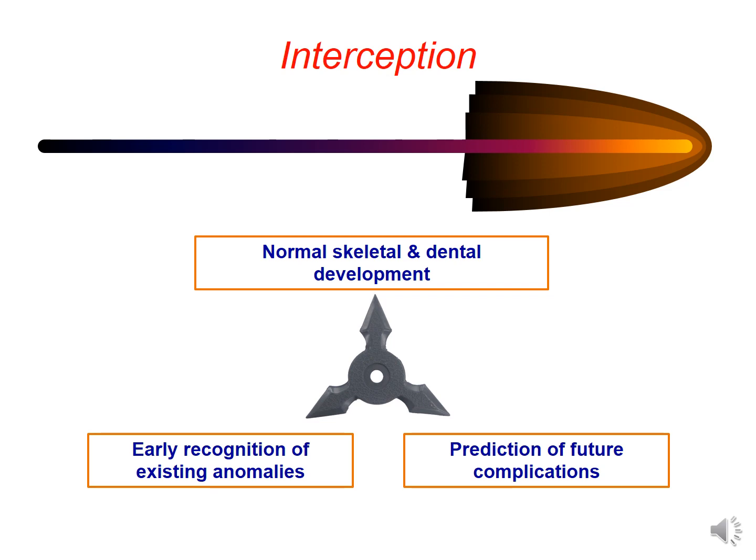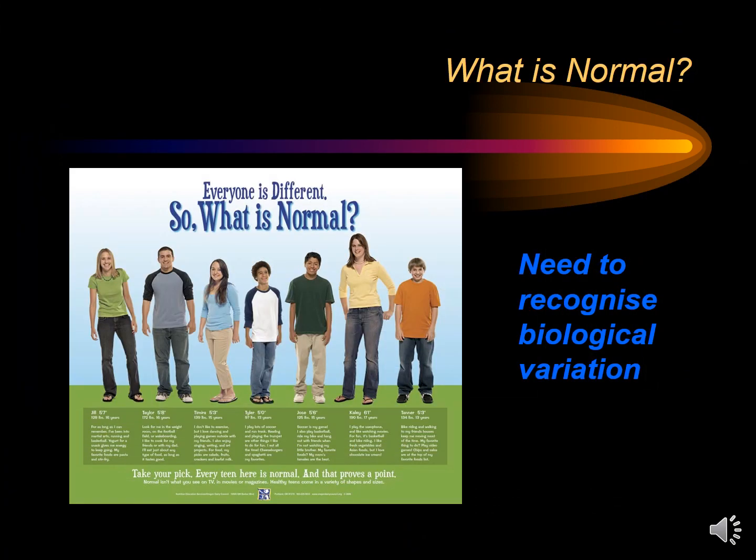Now, to be able to do interceptive procedures, one should be familiar with normal skeletal and dental development. They should be able to recognize existing anomalies and make a reasonable prediction of future possible complications. Now, what is normal? When we talk about normal, we have to recognize that there is biological variation, with normal being a range rather than a single defined characteristic.